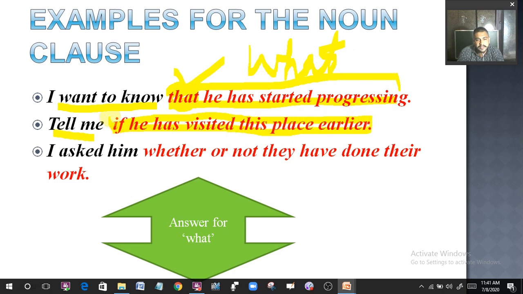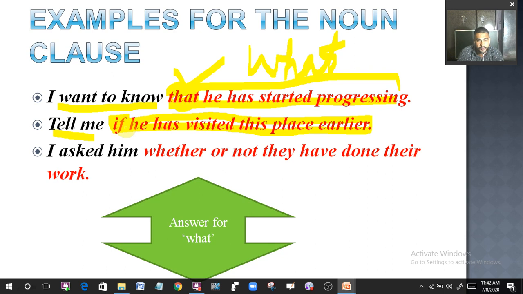In a sense somebody is asking a question, but in statement form, so that's why we are using "if" as a conjunction. "If" or "whether" can take the place of the conjunction here. "Tell me that he has visited" would be wrong in a sense. I would say that can also be a possible formation, but I'm just taking an example.